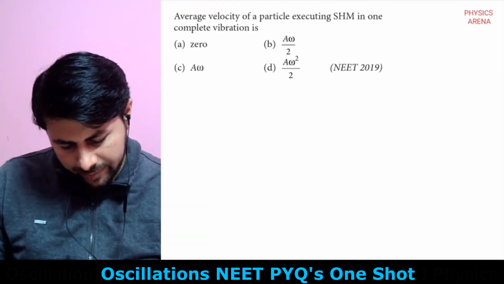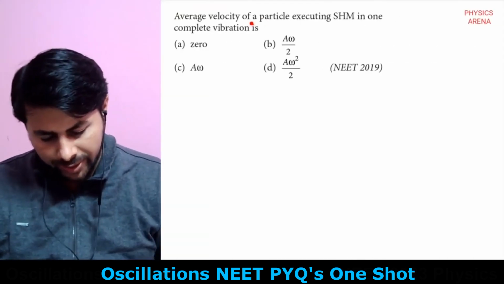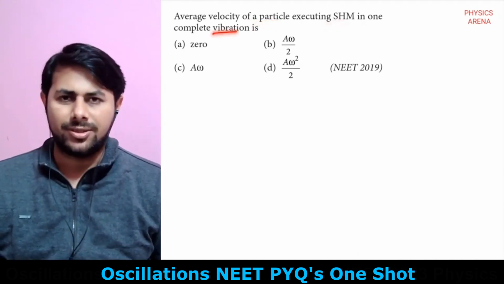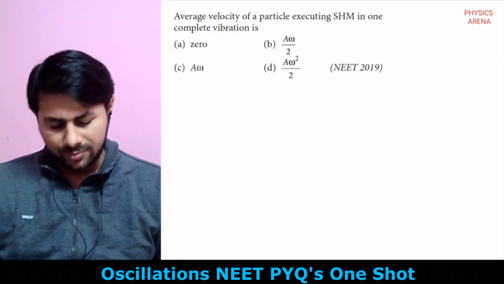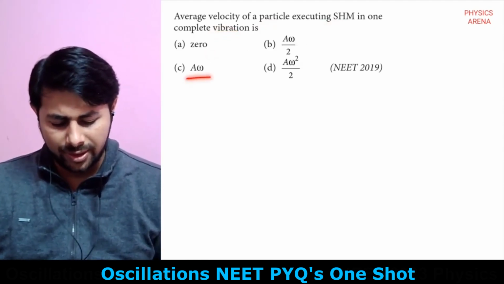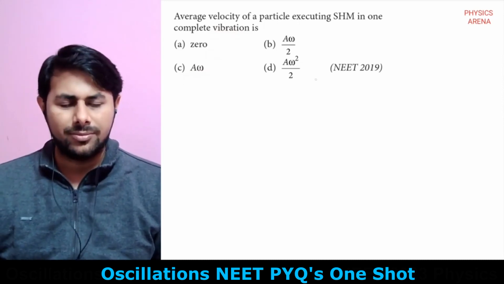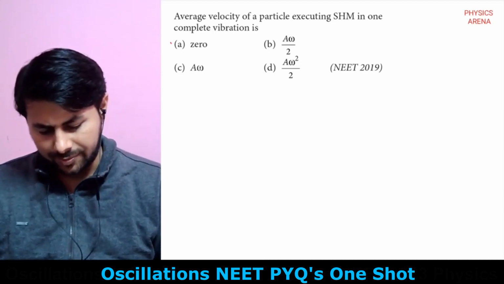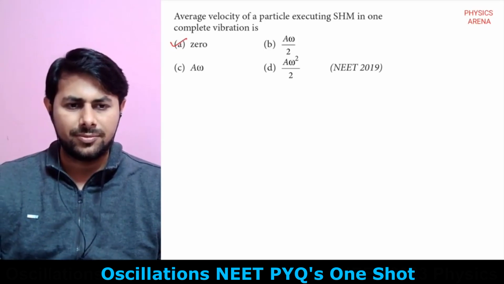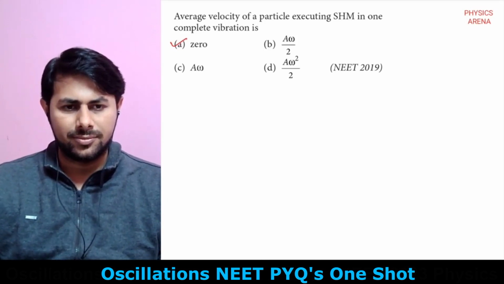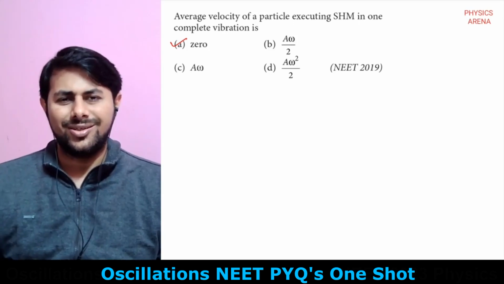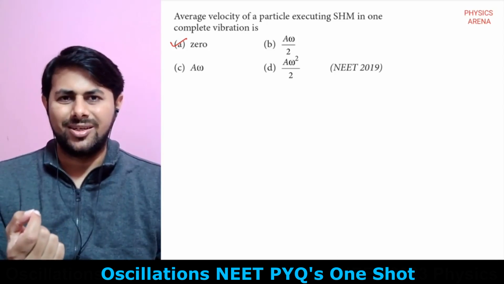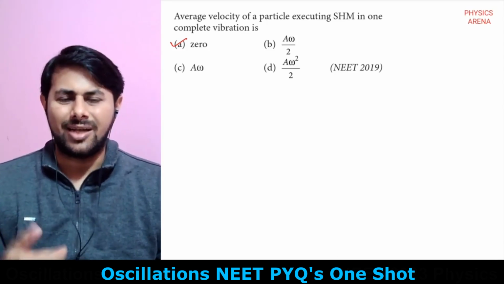This thing we haven't seen. Okay. Average velocity of a particle executing SHM in one complete vibration is, tell me, 0, A omega upon 2, A omega square upon 2. Option A. Very good. It's 0. So in one complete oscillation, the particle starts from some position and comes back to the same position. Average velocity is 0.